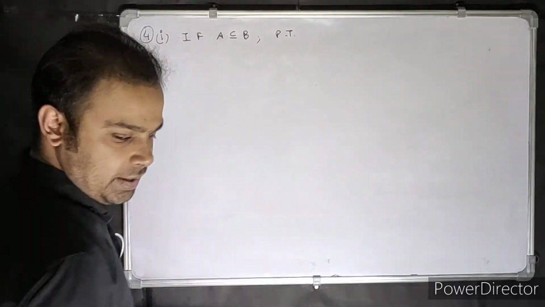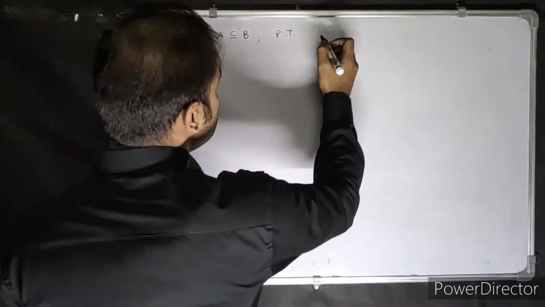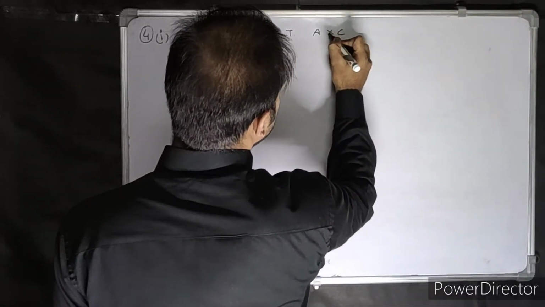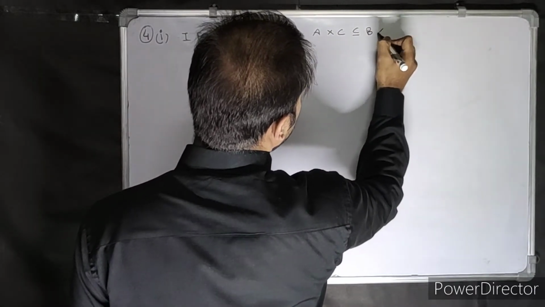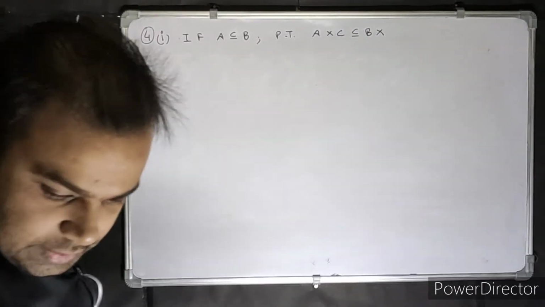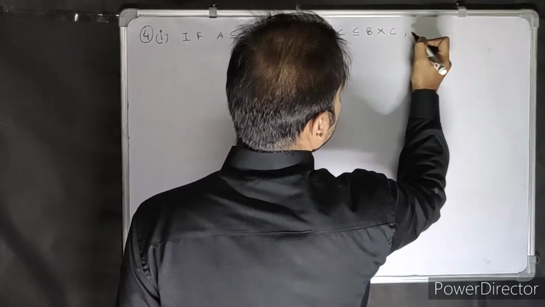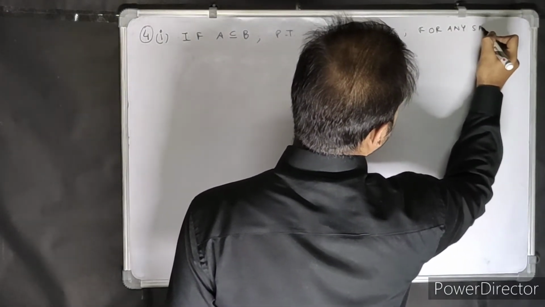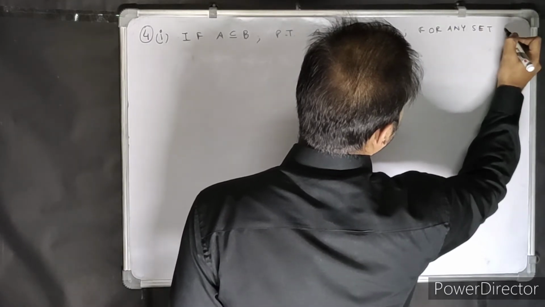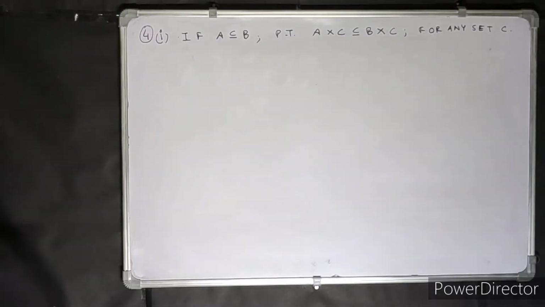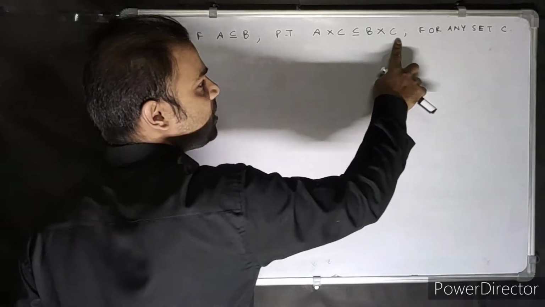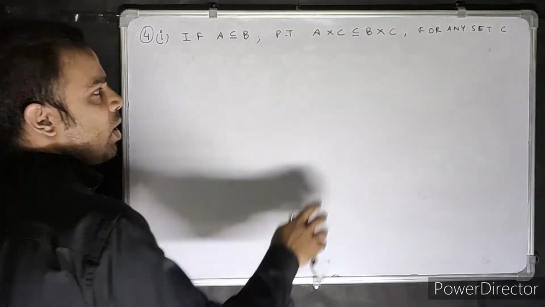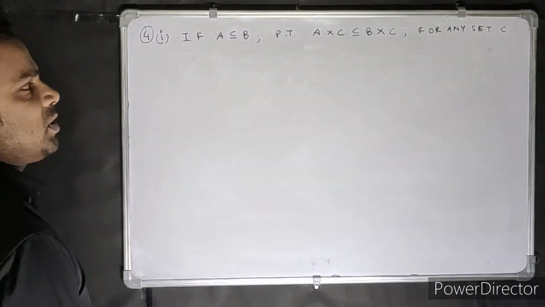to prove that A cross C is a subset of B cross C for any set C. Now look very carefully. This is not telling you to prove that it is equal. So you do one-way proving. Why? It's telling you to prove something is a subset of something.